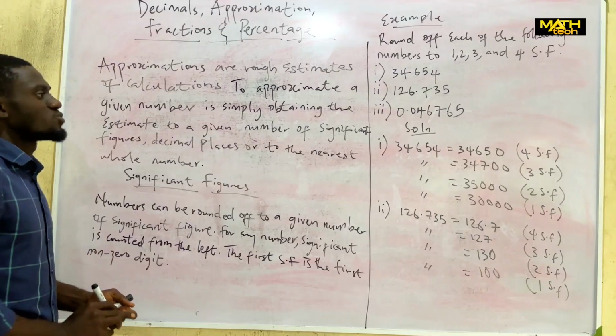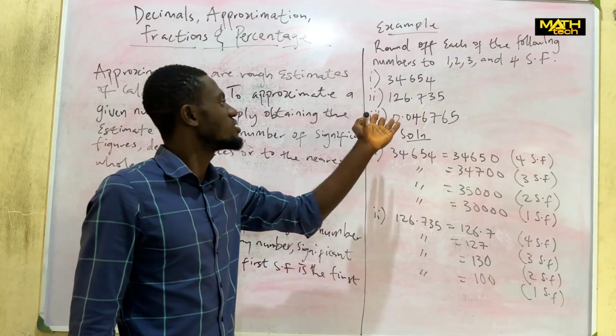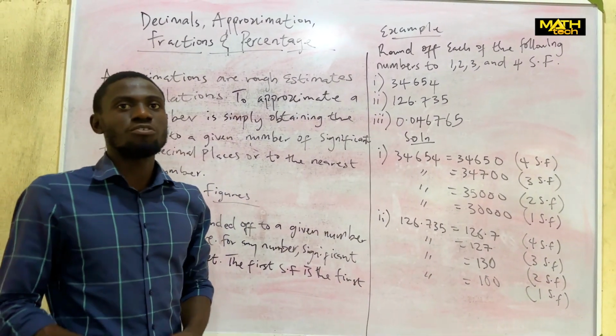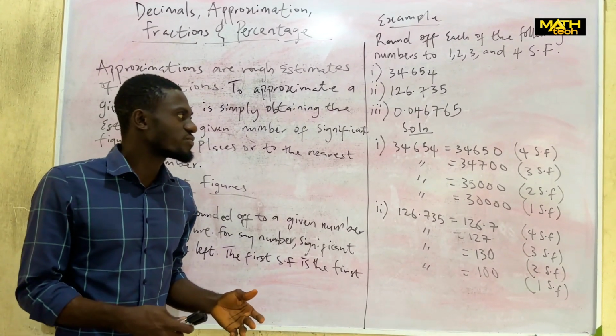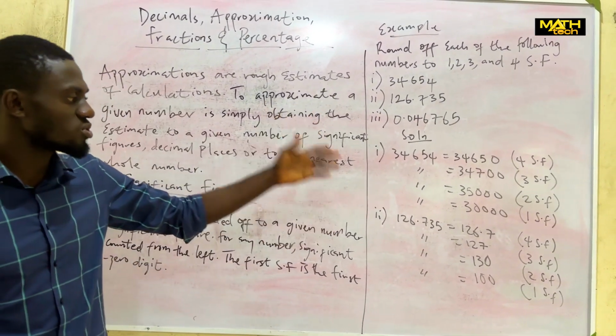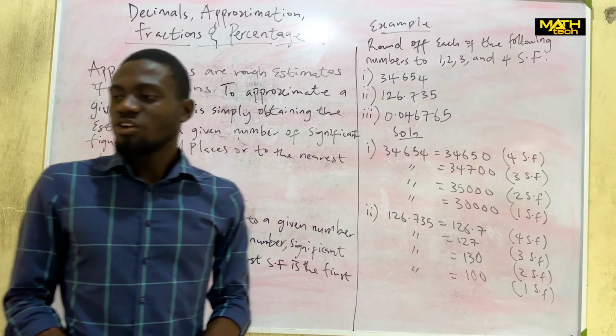So now, you can try this third example by yourself. I'll just give you a few seconds to do it by yourself. Try for the 4 significant figure, 3 significant figure, 2 significant figure, and 1 significant figure.